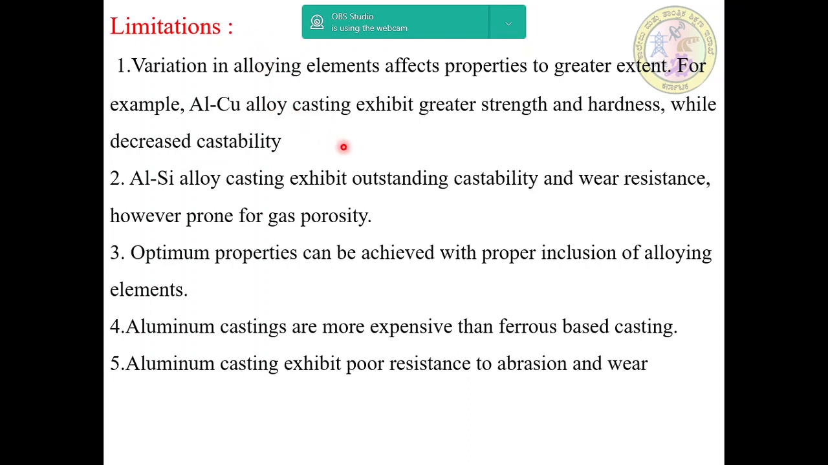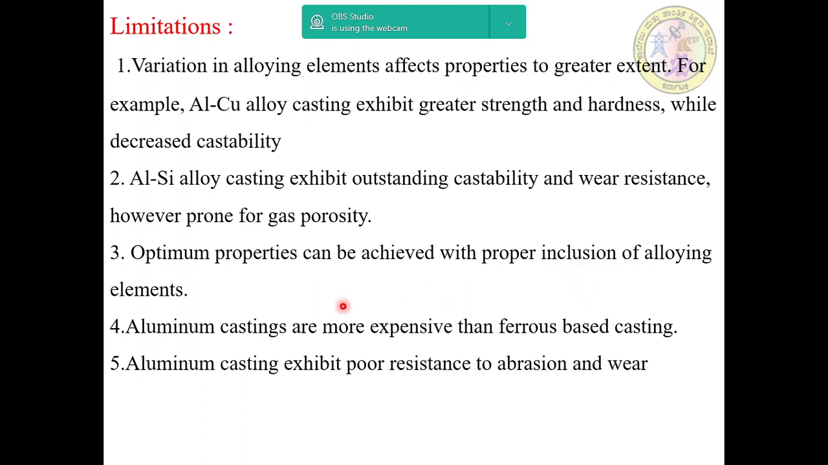Variation in alloying elements affects properties to a greater extent. For example, we will take aluminum copper alloy: castings exhibit greater strength and hardness, while castability decreases. And aluminum silicon alloy castings exhibit outstanding castability and wear resistance, however they are prone to gas porosity. Optimum properties can be achieved with proper inclusion of alloying elements.